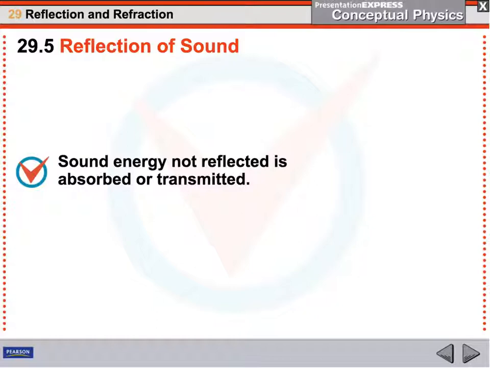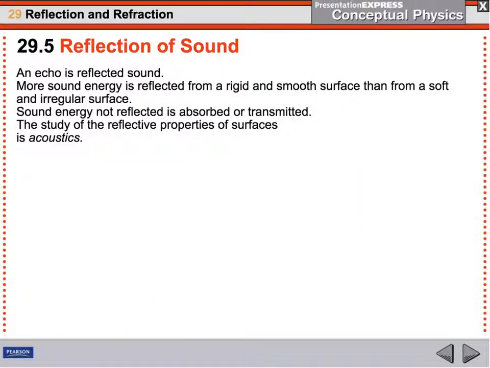Sound energy not reflected is absorbed or transmitted. An echo is reflected sound. More sound energy is reflected from a rigid and smooth surface than from a soft and irregular surface. Sound energy not reflected is absorbed or transmitted. The study of the reflective properties of surfaces is called acoustics.